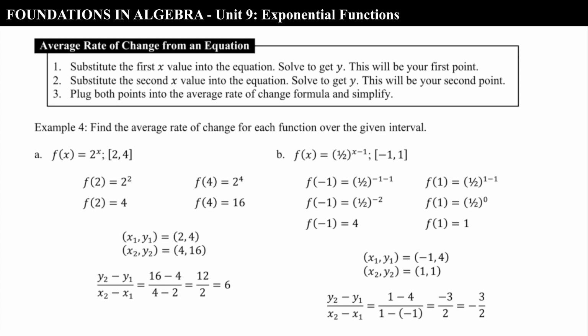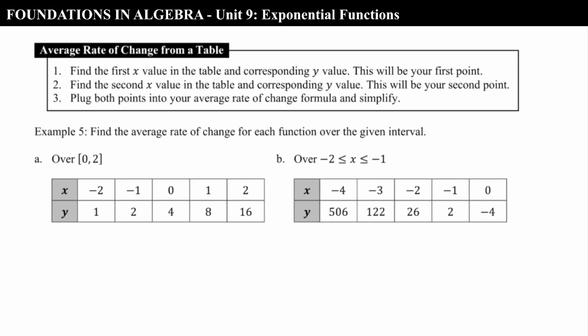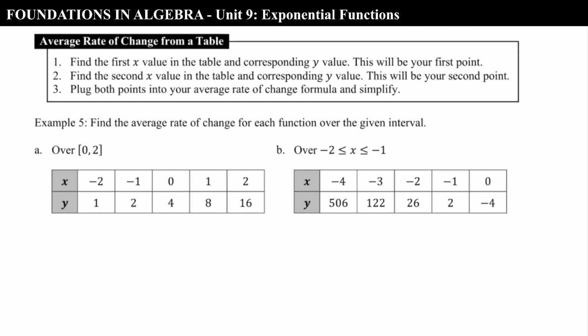Finding the average rate of change from the equation is going to involve the most work because you have to plug in your 2 x values to find your y's. It gets considerably easier when you have to find it with a table. So to do this from a table, you're going to first find your first x value and find the corresponding y value. That's your first point. Then go to the second x value and find the corresponding y value. That's your second point. And then you plug them into your average rate of change formula.